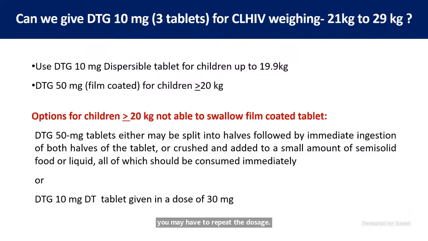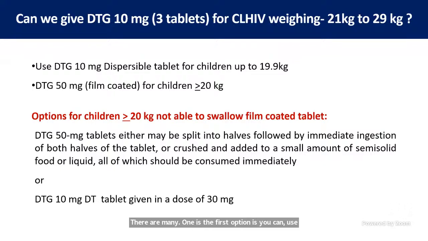You can use DTG 10 milligram dispersible tablet for children up to 19.9 kgs. For children above 20 kgs, you can use DTG 50 milligram film coated. So there are many options for children more than 20 kgs who are not able to swallow film coated tablets. The first option is you can use the same 50 milligram tablet.